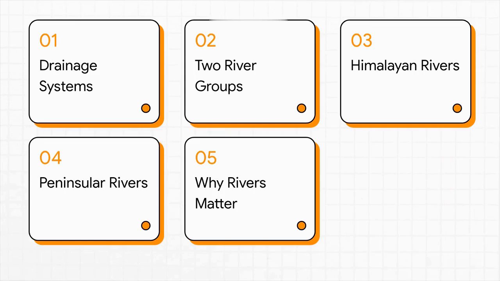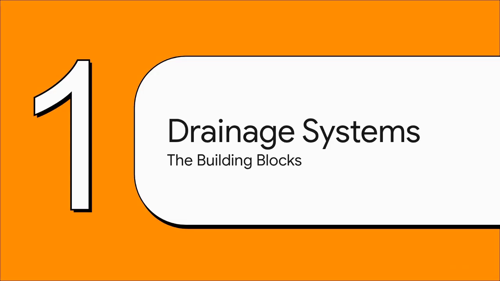So, here's our game plan. First, we'll get the basic vocabulary down, so we're all speaking the same language. Then, we'll look at how India's rivers split into two major groups. After that, we'll explore those massive Himalayan systems, then journey south to the Peninsular Rivers. And finally, we'll tie it all together and see why these waterways are just so critical for everything from the economy to the environment. All right, let's dive in.